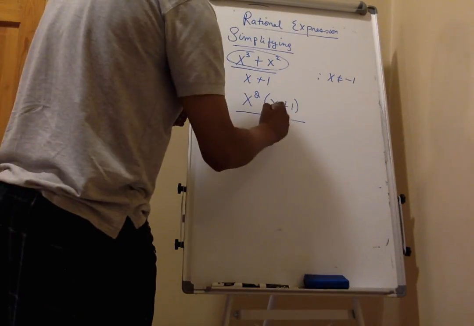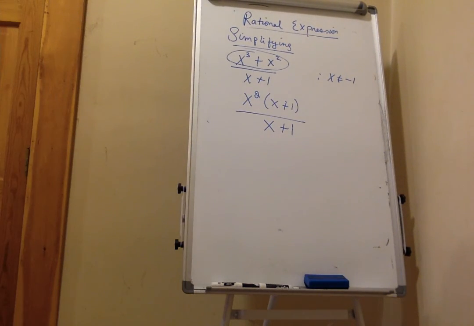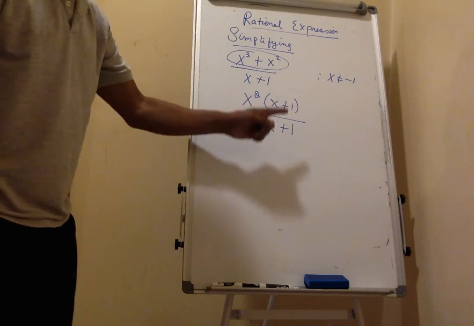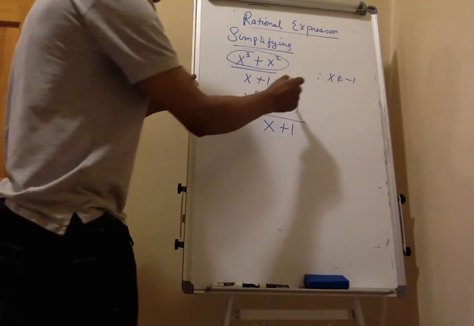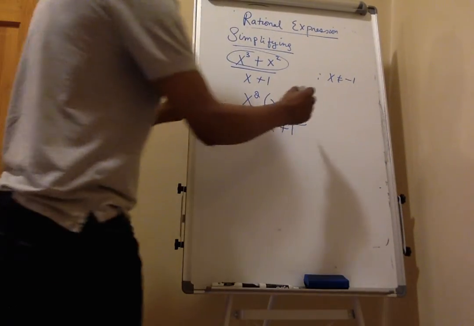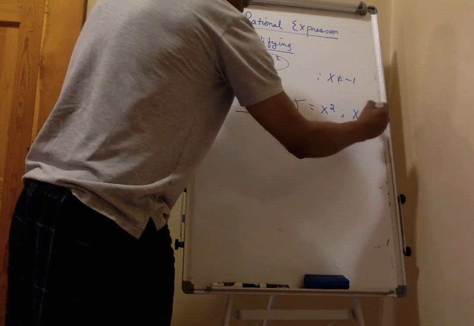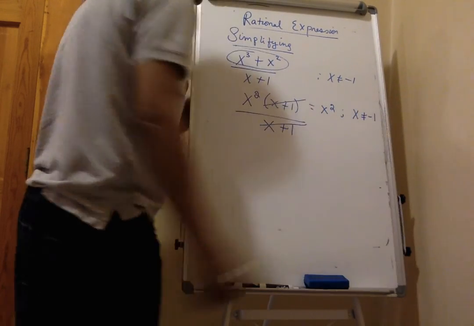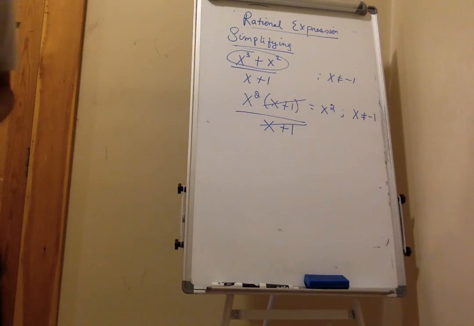Okay. And then you have x plus 1 in the denominator. Now you can see x plus 1 and x plus 1 both in the numerator and in the denominator. Then you can cancel that. So your answer would be what? X squared, put a comma, x cannot equal negative 1. You can draw the graph of this, but at x equal to negative 1, there is an interruption. Okay? All right.